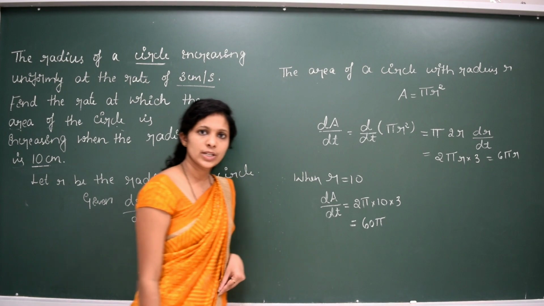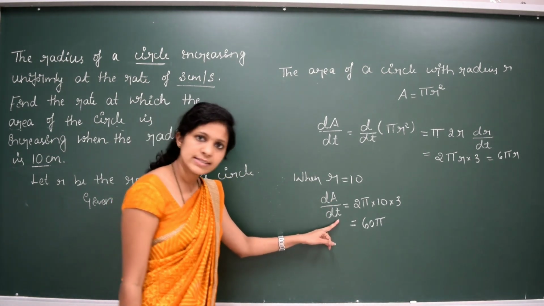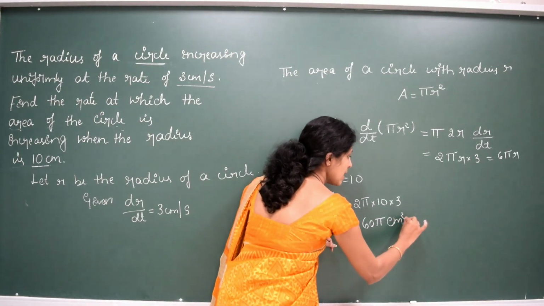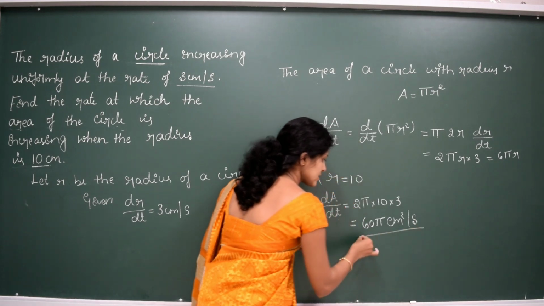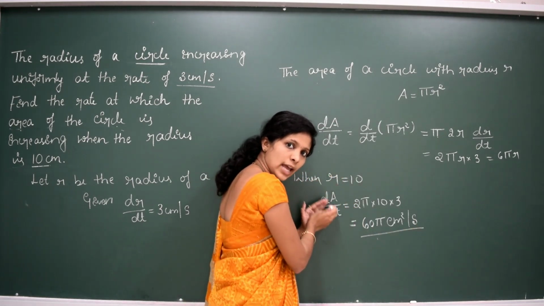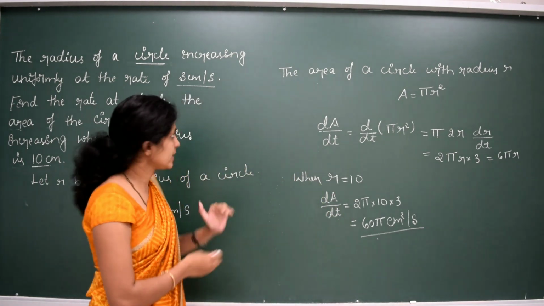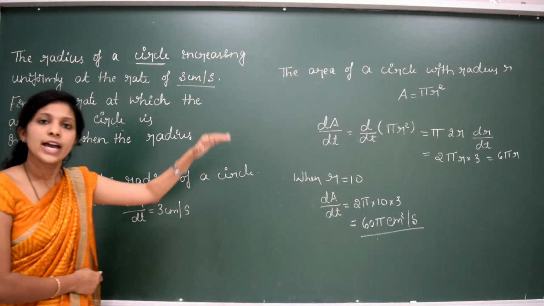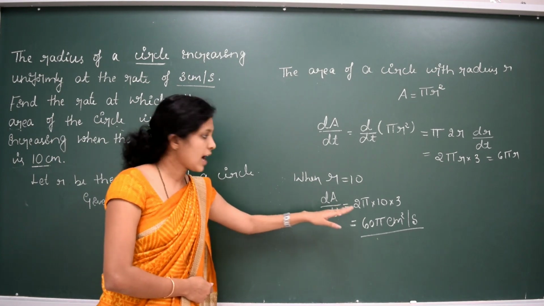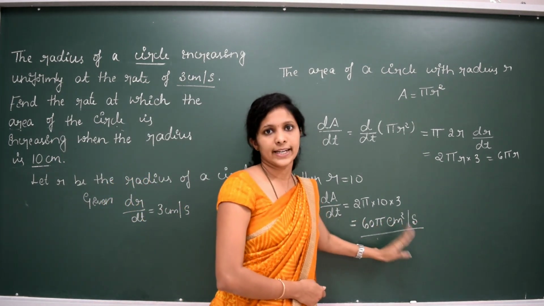Don't forget to write the unit. Area will be centimeter square and time is given in seconds, so the unit is centimeter square per second. Finally you have to write: the rate of change of the area of a circle with respect to t when r is equal to 10 is 60 pi centimeter square per second.